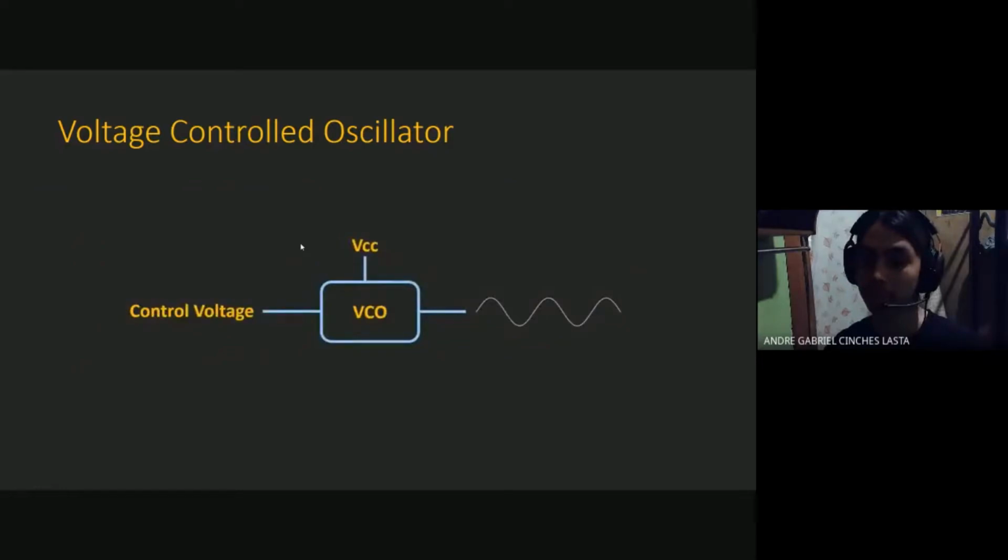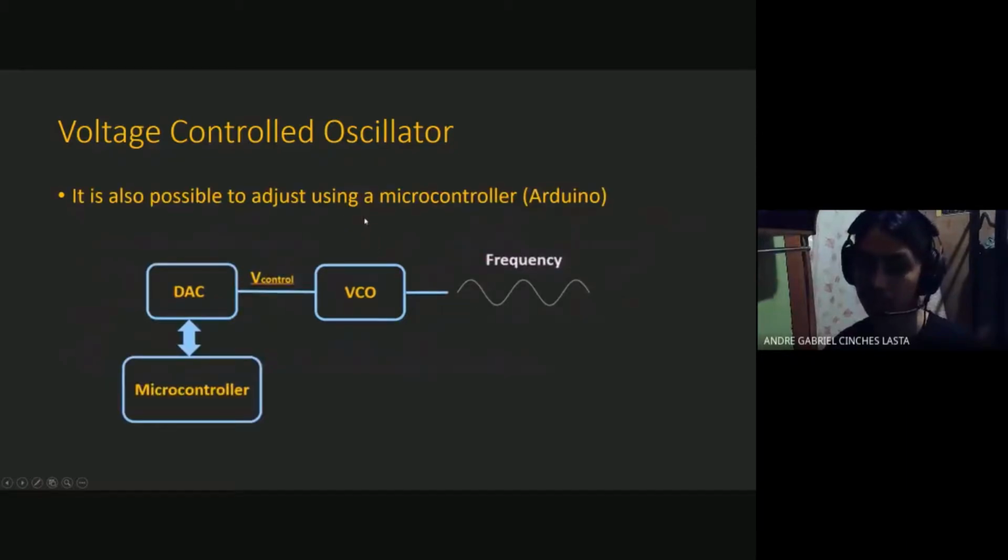Now, here we have a simple block diagram of a voltage-controlled oscillator. So at the top, we have our supply voltage, VCC. On our left is the control voltage, and it should output a frequency. And it is also possible to adjust using a microcontroller like an Arduino. So instead of our control voltage here, we have a digital to analog converter, which is controlled by the Arduino.